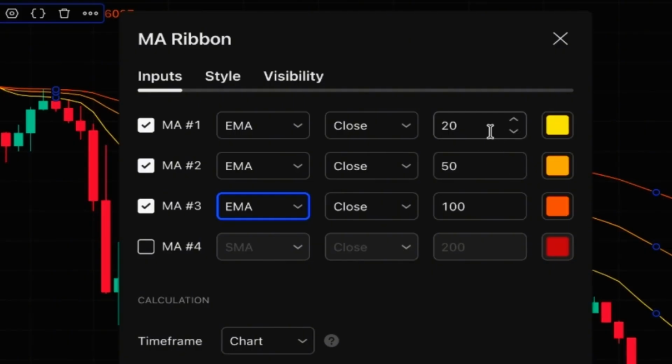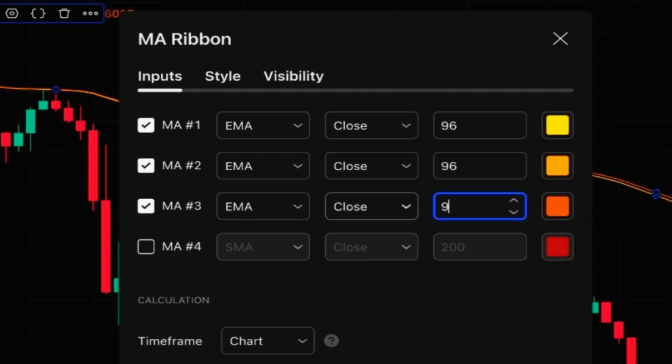3 of these exponential moving averages should have length of 96. So here for the first EMA, we set the length at 96. For the second EMA, similarly at 96. And finally, for the third EMA, also set at 96.